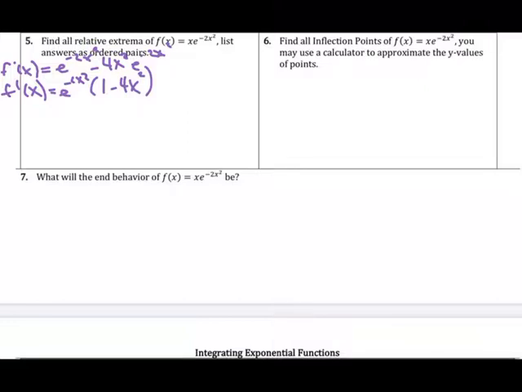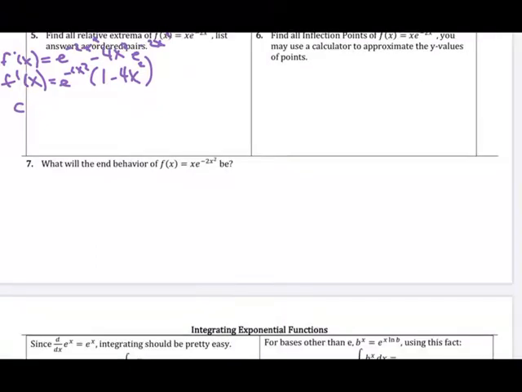Now, no matter what I do, this e term is always going to be positive, and it's never going to be 0. So I just need to figure out for my critical numbers what makes 1 minus 4x squared equal to 0. And that's going to be plus or minus 1/2. So I'm going to make my number line.